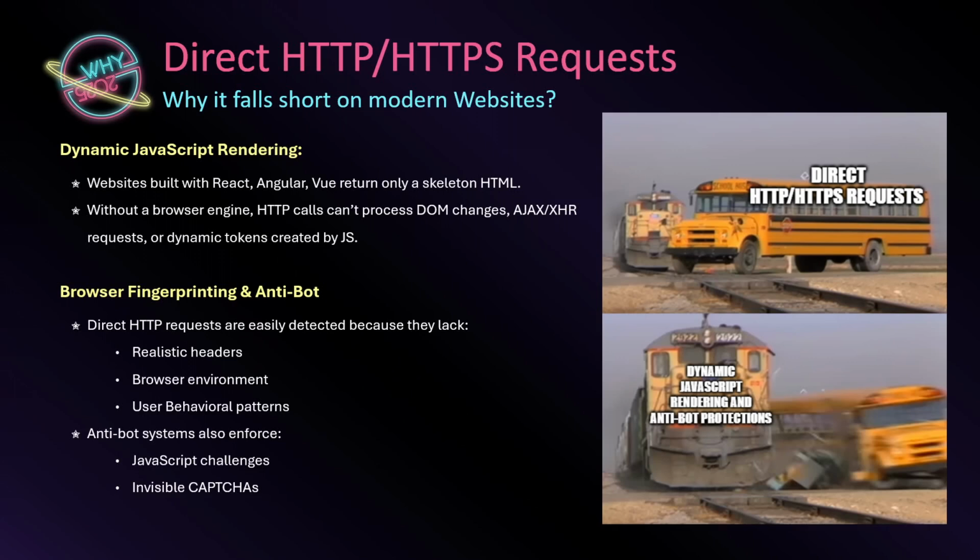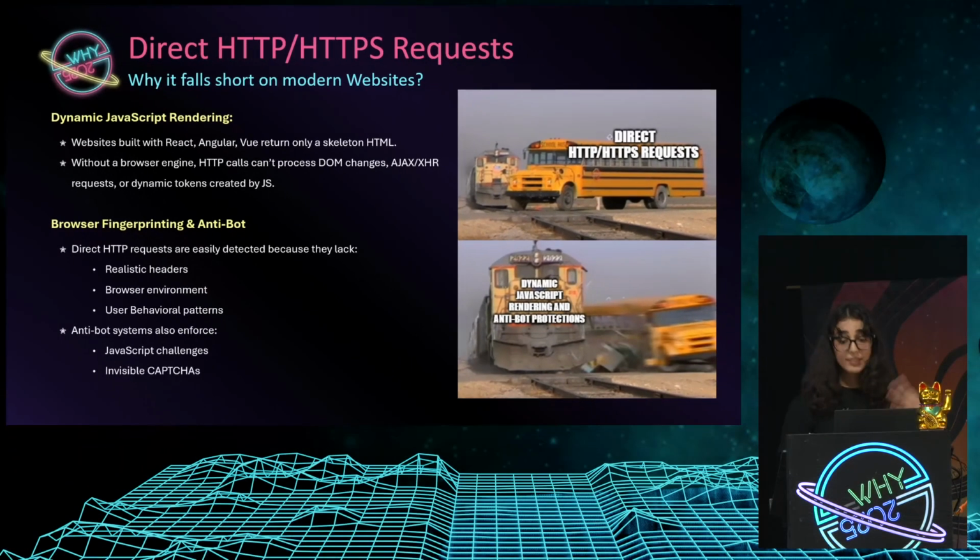And then we have browser fingerprinting and anti-bot systems. When we send a request without a browser, we are missing a ton of little details, like the right headers, the browser fingerprints, the cookies, and even natural interaction patterns. Detection systems like Cloudflare, Akamai, or DataDome just look for those gaps. They serve you a JS challenge or an invisible CAPTCHA and just block you outright. So bottom line, direct HTTP still works for simple stuff, but against JS-heavy sites or active anti-bot systems, we're not getting far.